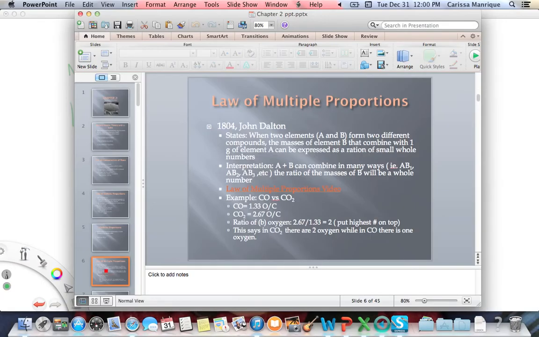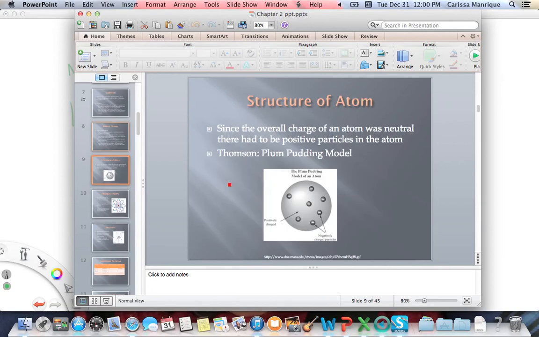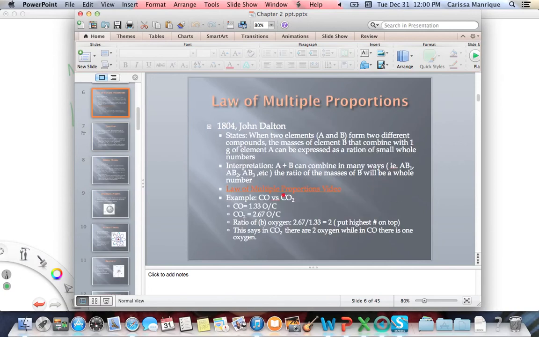So the law of multiple proportions is basically that A plus B can combine in many ways: AB1, AB2, AB3. The ratio of masses of B will be a whole number. So let's look at this. CO versus CO2. The ratio of CO is 1.33.